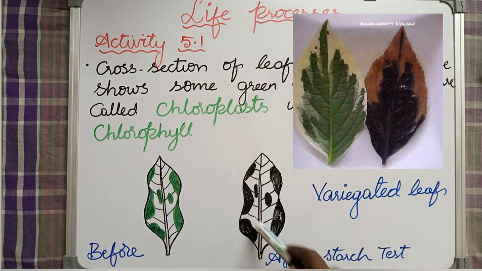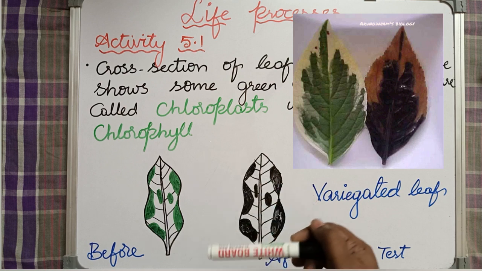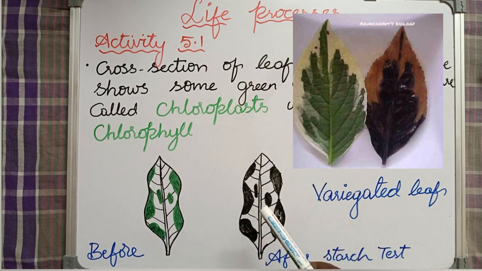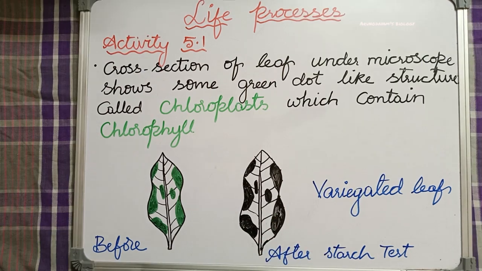The areas which were colorless remain colorless. Why? Because these areas do not contain chlorophyll. That's why they do not perform photosynthesis, and that's why they do not contain food material also. So that is about our activity today in our video.